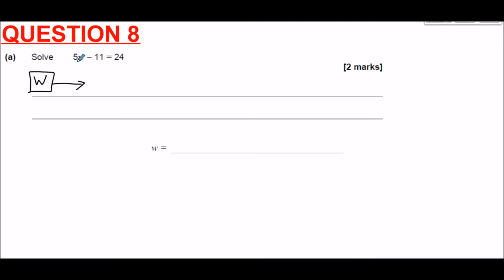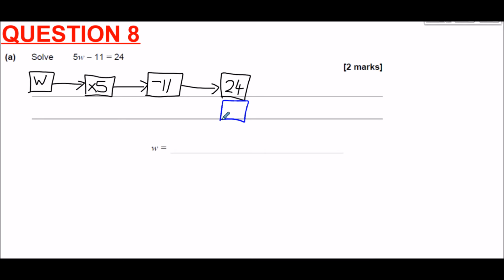Well, the first number it bumps into is the 5. What's the 5 doing to the w? It doesn't say, but in algebra, if there are two things next to each other with no instruction telling us what's happening, it will always mean multiply. So that 5 is multiplying the w. After 5 multiplies w, then we take 11 away. And after taking away 11, that gives us our answer of 24. Now what we can do is start at the end, go the opposite way, doing the opposite things. So reversing it, instead of subtracting 11, we'll do the opposite of subtract, which is to add 11.